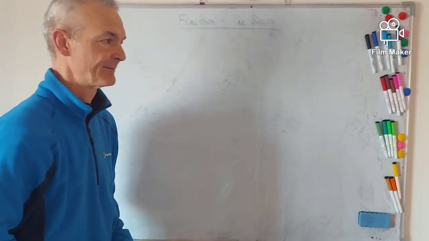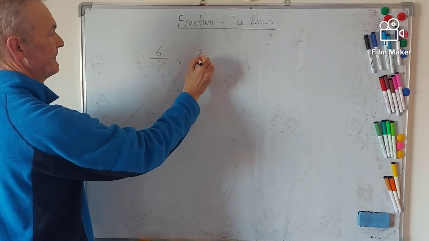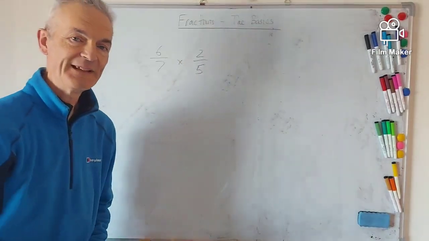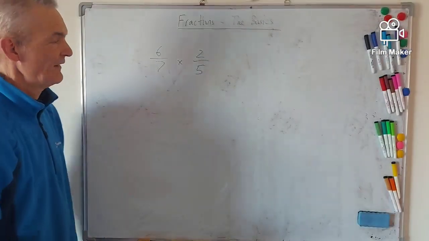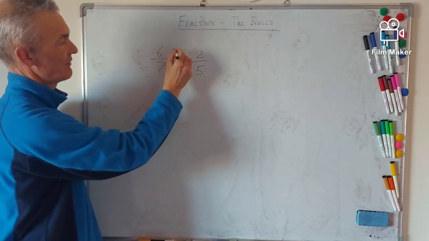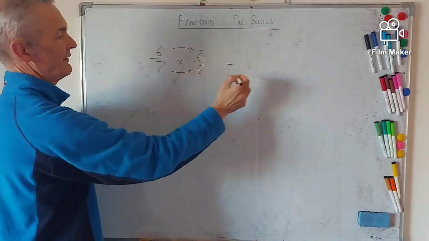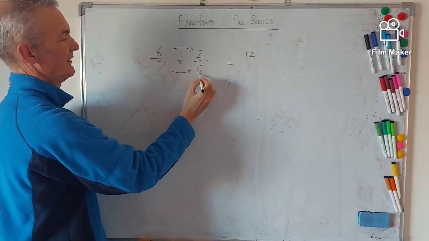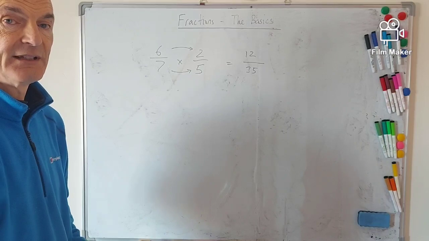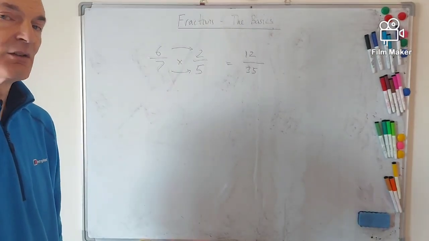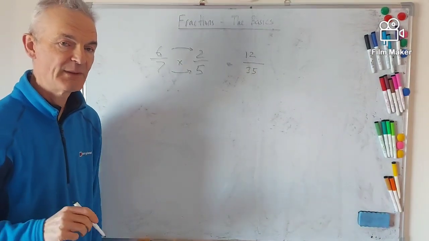What about multiplying? Multiplying is probably the easiest operation with fractions that you need to do. With this fraction here, you just multiply that by that and that by that. So 6 times 2 is 12, 7 times 5, 35, and that's it. That's all you need to know on multiplication. Well, there is one other thing. If, for example, you get mixed numbers to multiply, you do have to be careful.